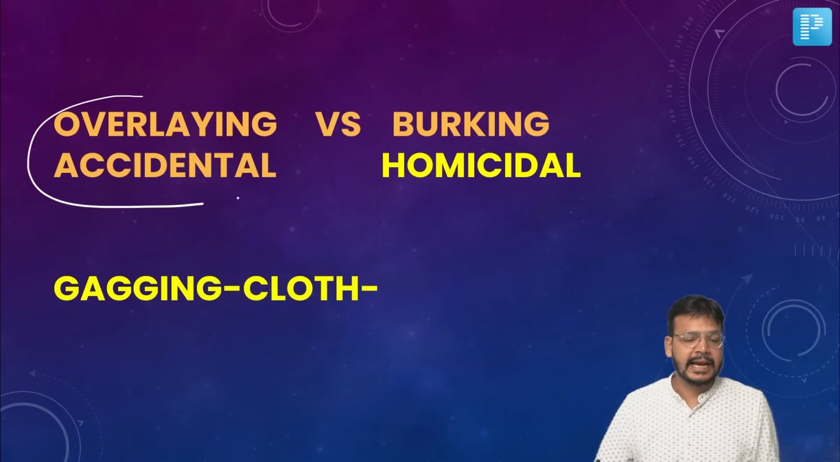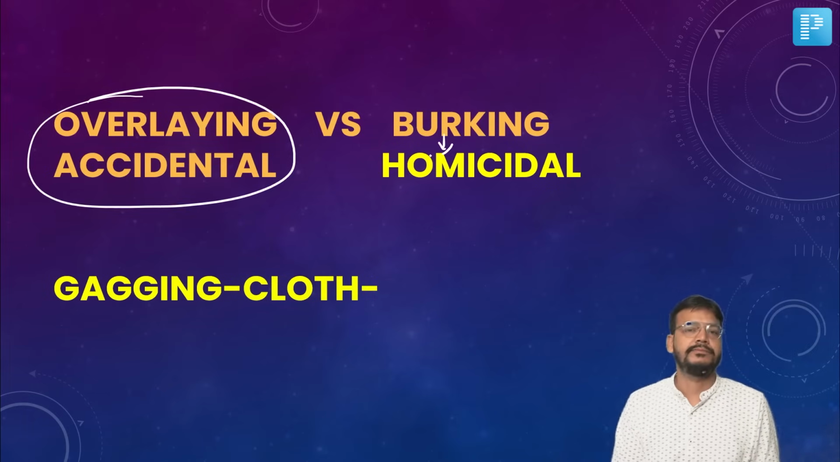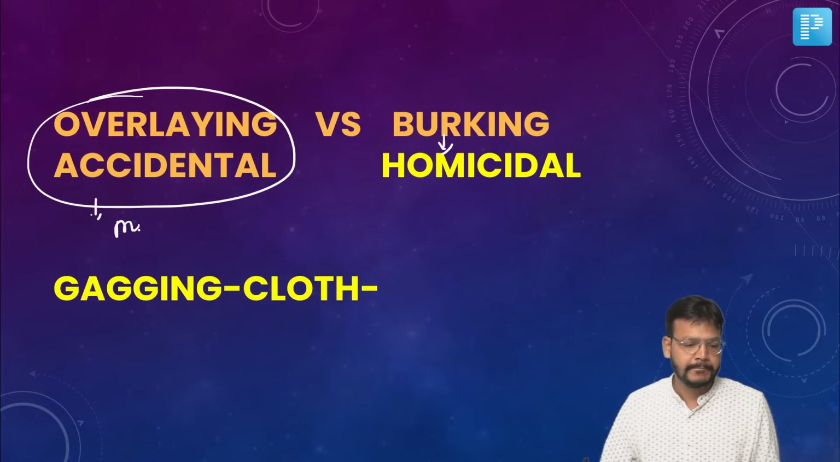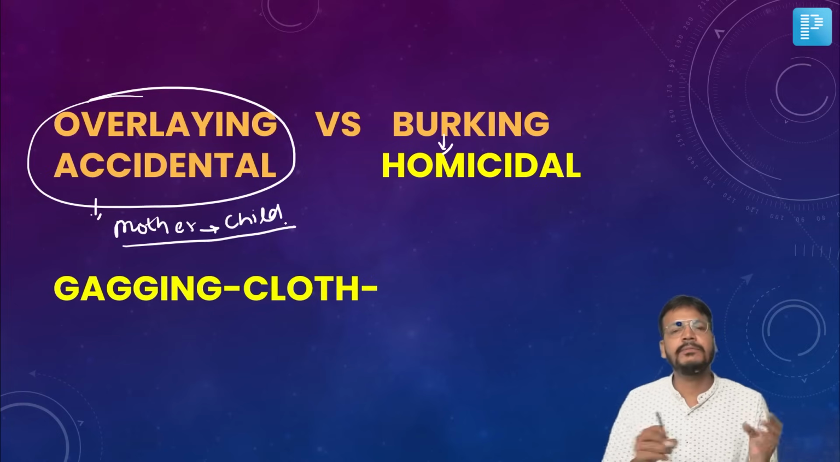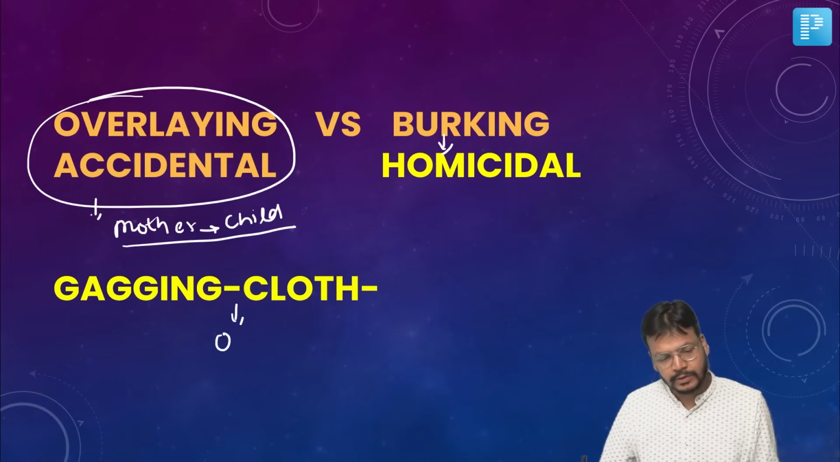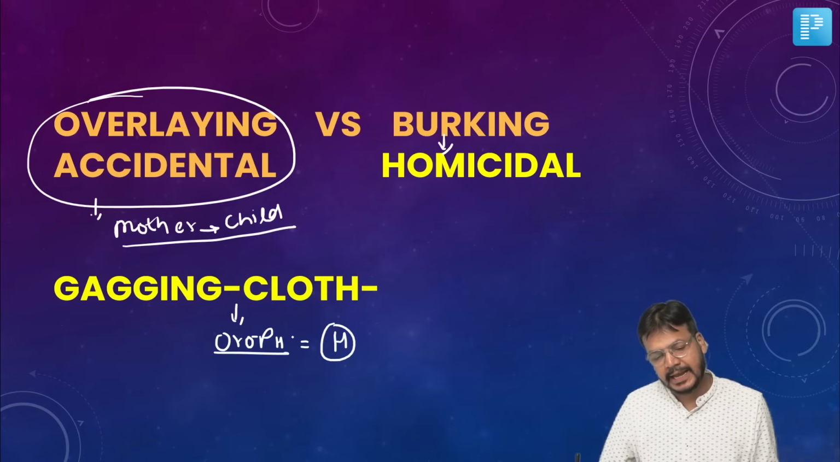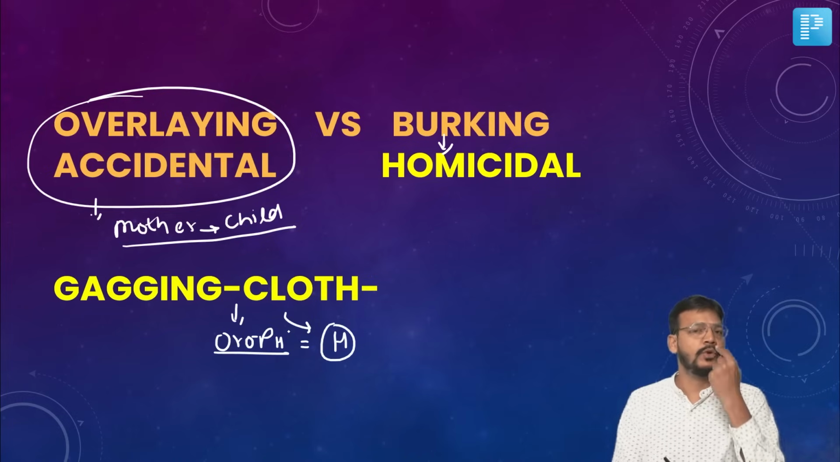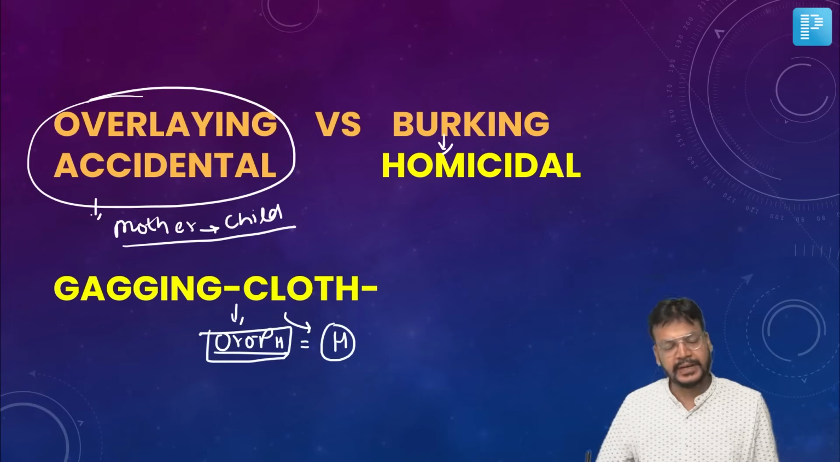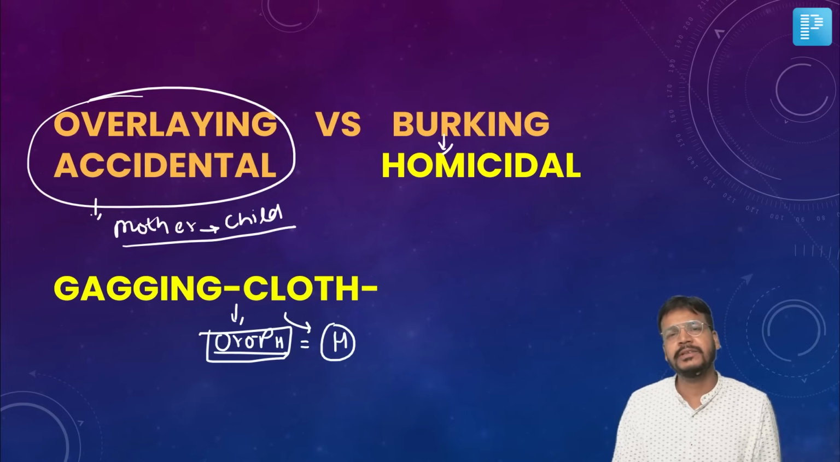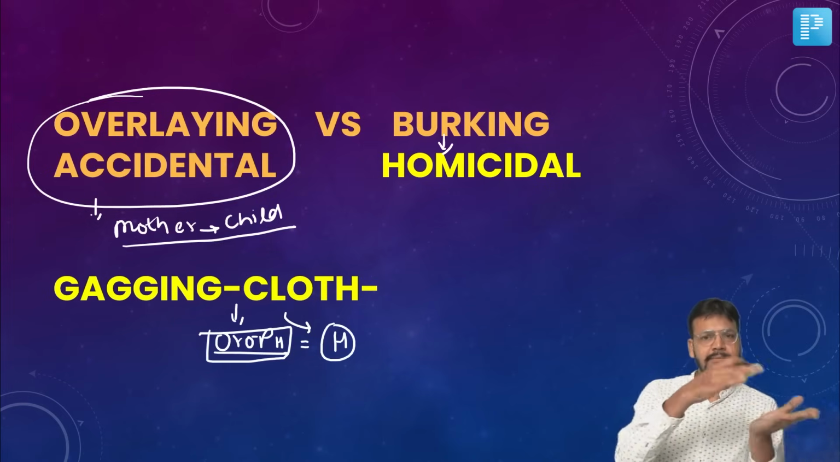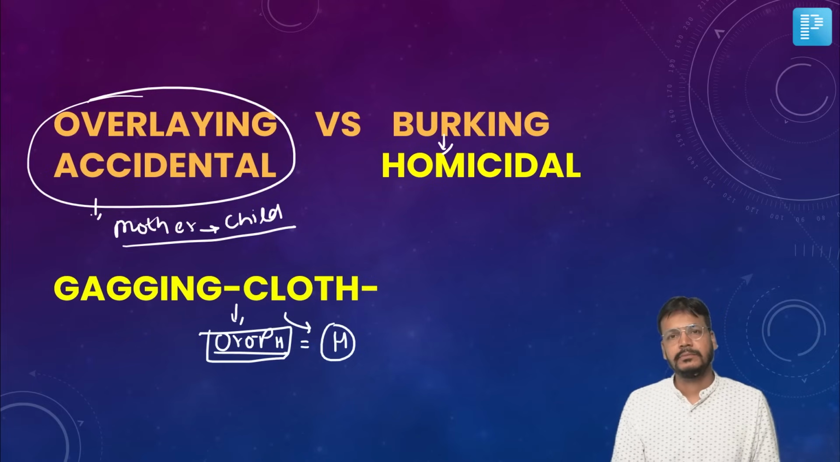Sir, overlaying is accidental, but burking is homicidal. What is the example of overlaying? A mother comes over the child, it is overlaying. What is burking? I will tell you, it is homicidal. If a cloth piece goes in the oropharynx, this is gagging and it is always homicidal. But overlaying is when the mother comes over the child and the child is suffocated.